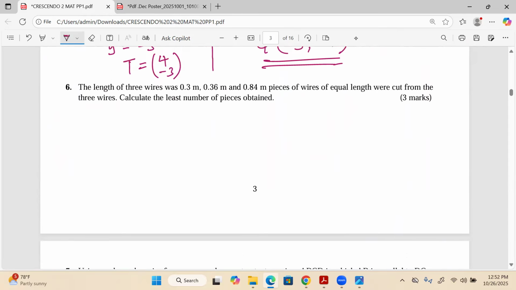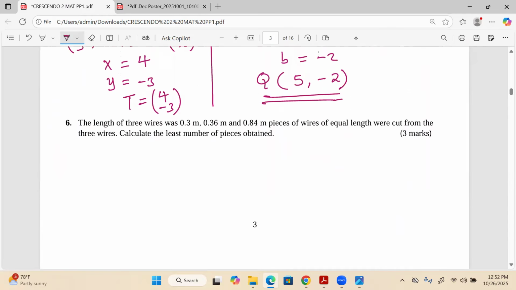We're looking now at number 6. The lengths of 3 wires were 0.3 meters, 0.36 meters, and 0.84 meters. Pieces of wire of equal length were cut from the 3 wires. Calculate the least number of pieces obtained. The least number of pieces obtained. I want you to understand that question.